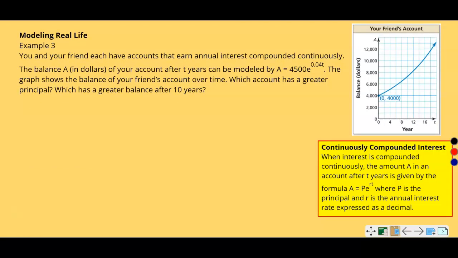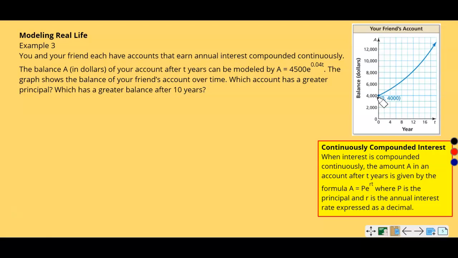Example 3, modeling real life. You and your friend each have accounts that earn annual interest compounded continuously. The balance A in dollars of your account after T years can be modeled by A equals 4,500 E raised to the 0.04 T power. The graph shows, here's the graph here on the side, the balance of your friend's account over time. Which account has the greater principal? Which has a greater balance after 10 years?